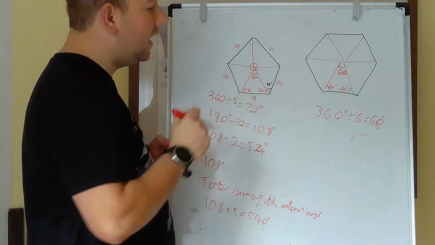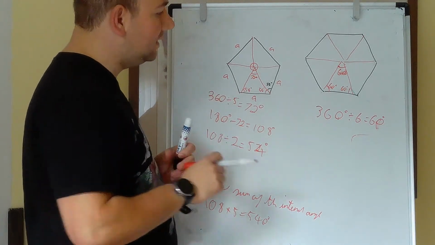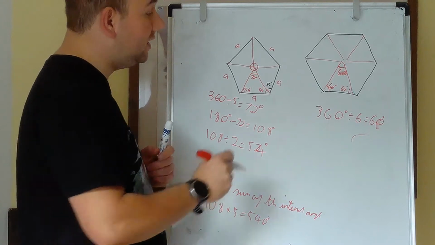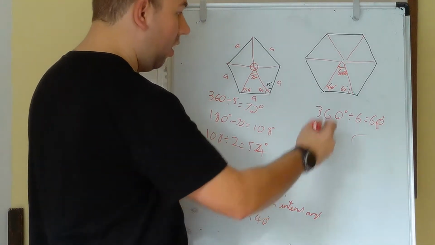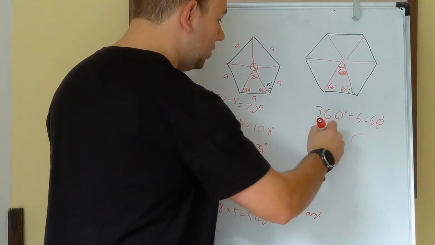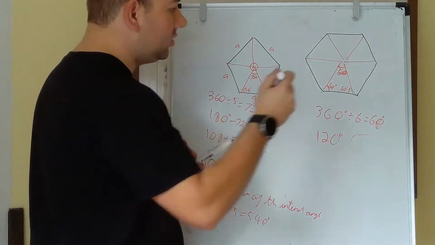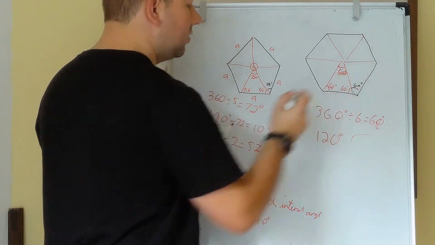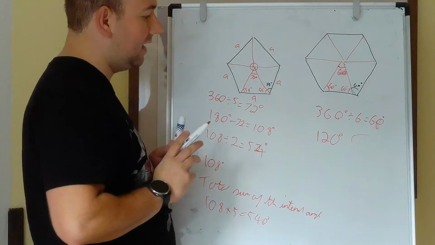So this time we have six equilateral triangles in there, and the angle of each triangle is 60 degrees, which means that the internal angle of a hexagon is going to be equal to 120 degrees. You've got 60 degrees contributed from this triangle, and 60 degrees being contributed from that angle.